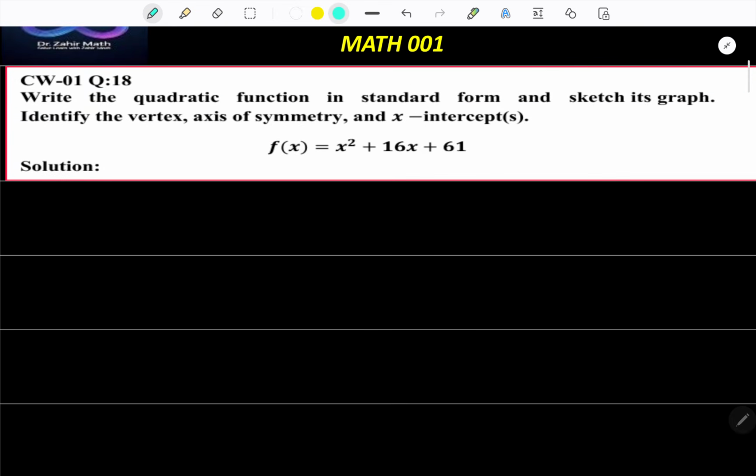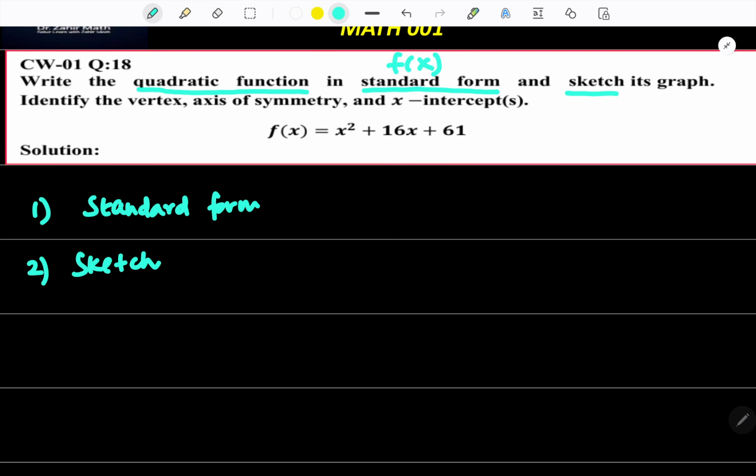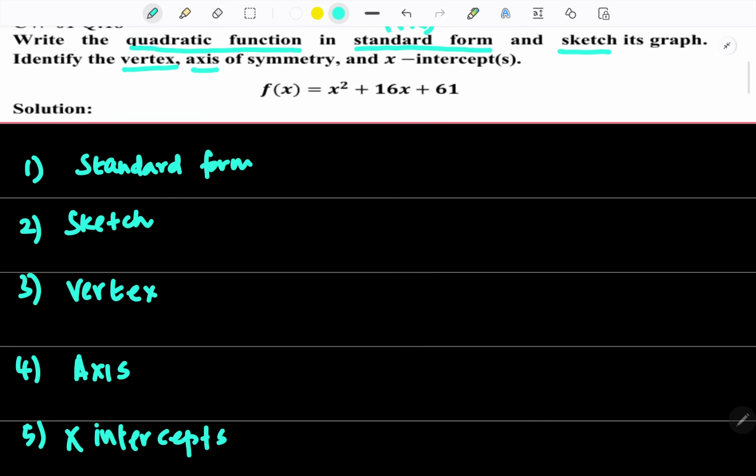Keep that in your mind. Let's go to the first question. Write the quadratic function in standard form. So they are asking for f of x. The second is sketch. The third is the vertex. The fourth is the axis of symmetry. And the fifth is the x-intercepts. Clear everybody? Sometimes there will be 1, sometimes 2, that's why the s is given in the bracket.